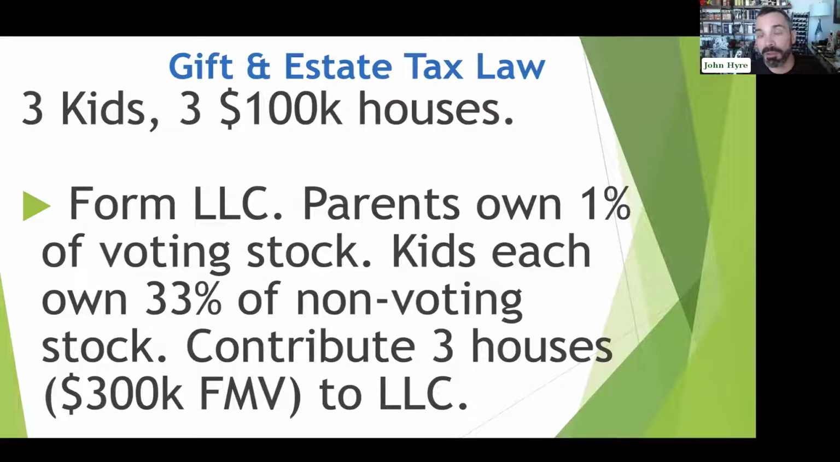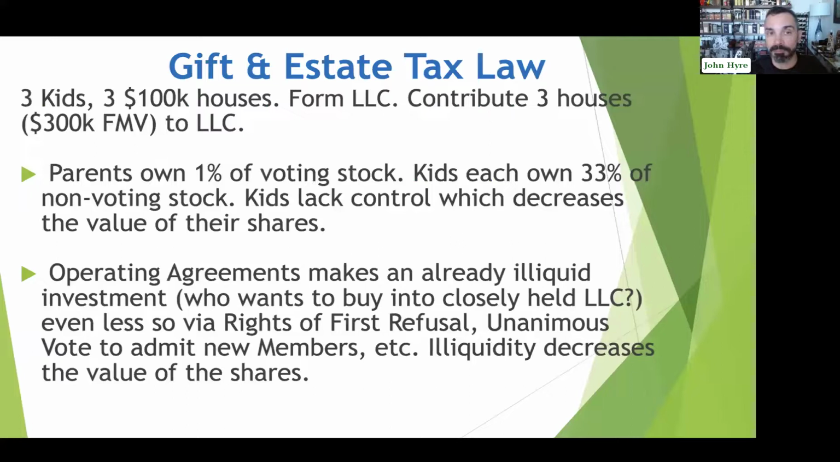The kids have 33% each of non-voting stock. We then contribute all 3 houses. It's still the same fair market value, $300,000, to the LLC. So we form the LLC, contribute the houses, parents own 1%. There is a decrease in value of the stock.